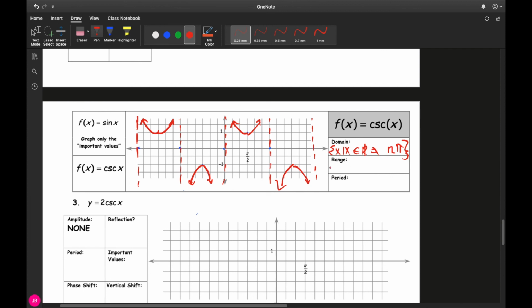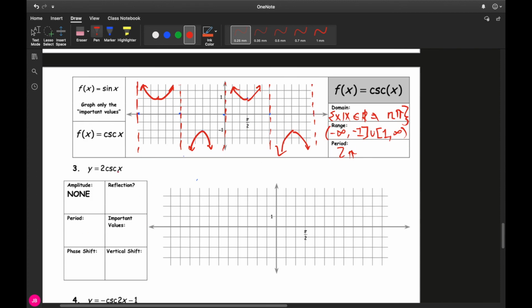The range is going to be basically the exact same thing as for secant. It's going to be from negative infinity to negative 1 with a bracket and a parentheses, union from bracket 1 to a positive infinity. And then your period is simply going to be 2 pi.